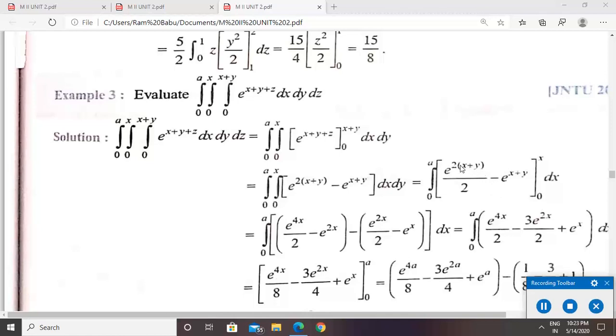Now minus lower limit 0, we have to apply 0 in place of y. Okay, x plus 0, e power of 2 into x plus 0, 2x, e power of 2x by 2 minus e power of x plus 0, e power of x, dx. Integral with limits 0 to a. Now e power of 4x by 2 minus e power of 2x, minus of e power of 2x by 2.